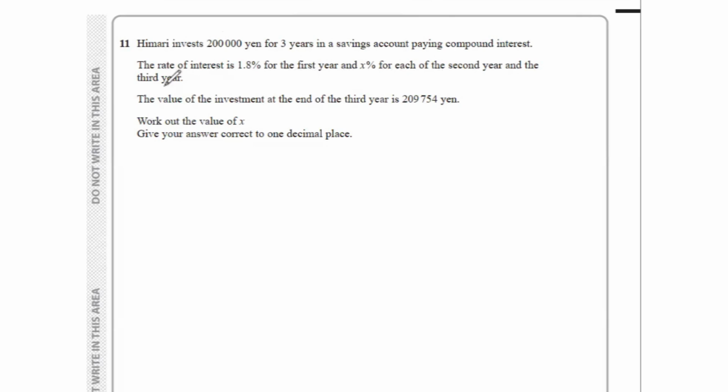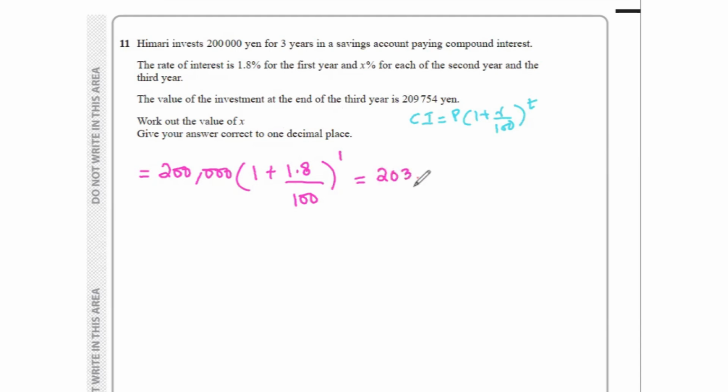For the first year, the interest rate is 1.8%. So let's find the compound interest for the first year. Principal amount, which is 200,000, times (1 plus 1.8 over 100) to the power of 1. Your formula basically is P times (1 plus R over 100) to the power of time. So the amount after the first year is going to be 203,600 yen.